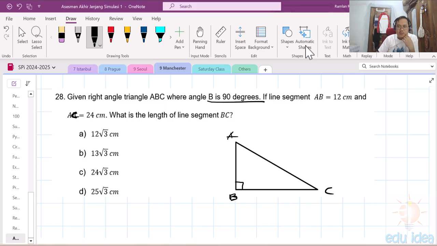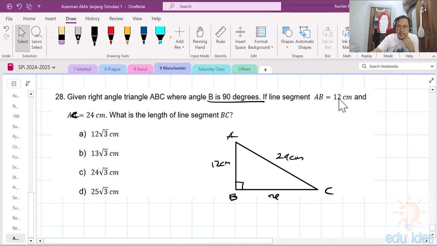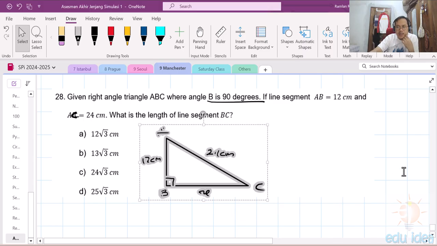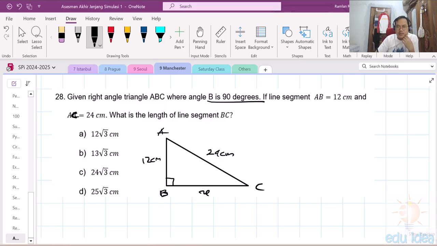Now we know that AB is 12 centimeters, and AC is 24 centimeters. What is the length of line segment BC? Let's name this X. Because this is a right angle triangle, we can use the Pythagoras formula to find this side over here, right? So let's write the formula here. c squared equals a squared plus b squared. Be careful with determining the c here.